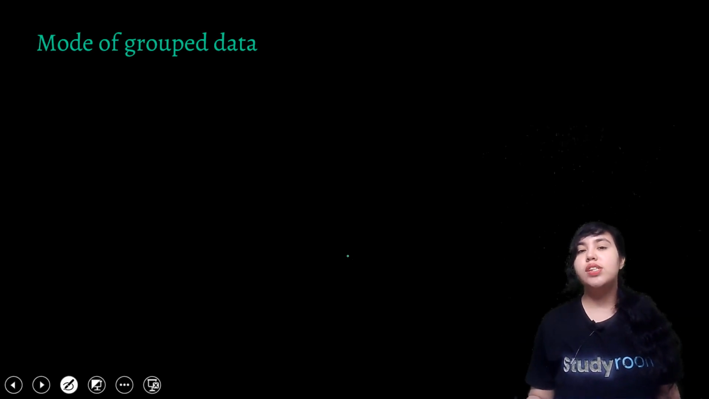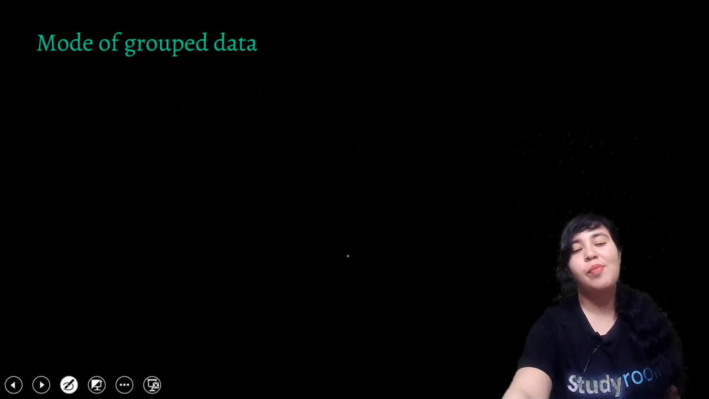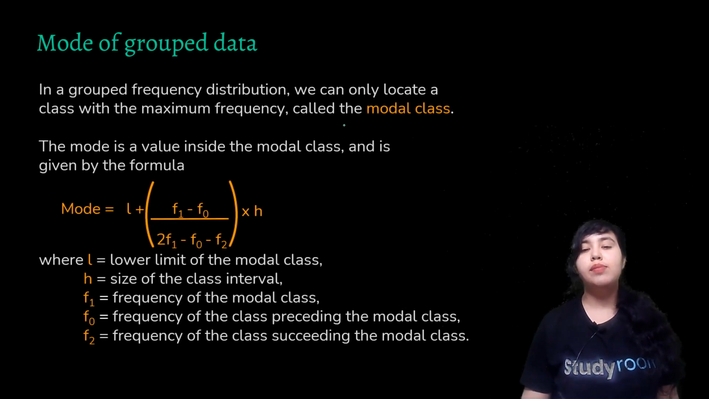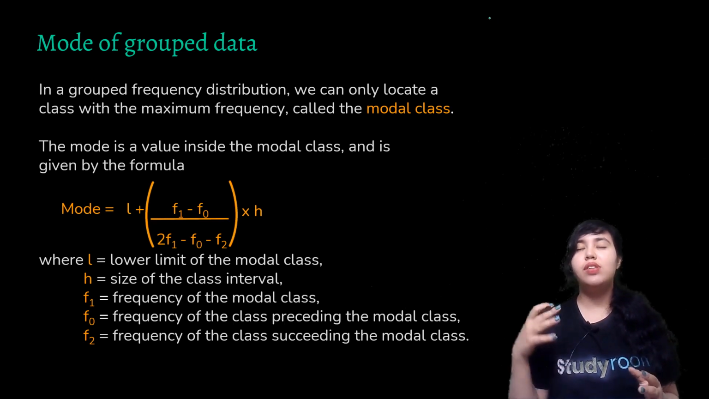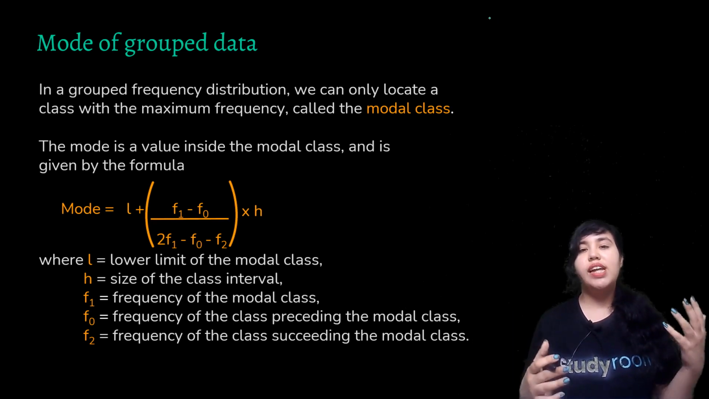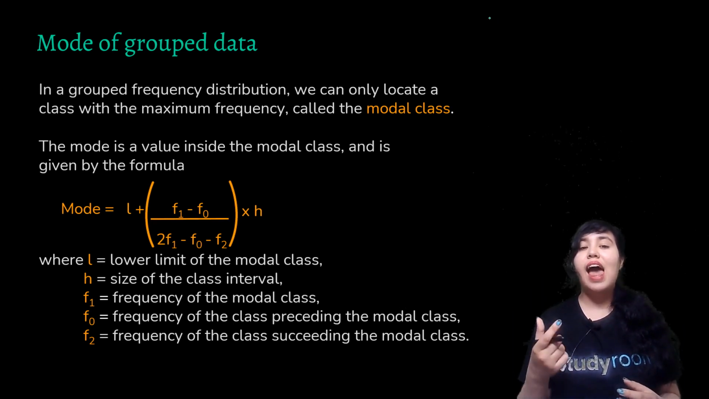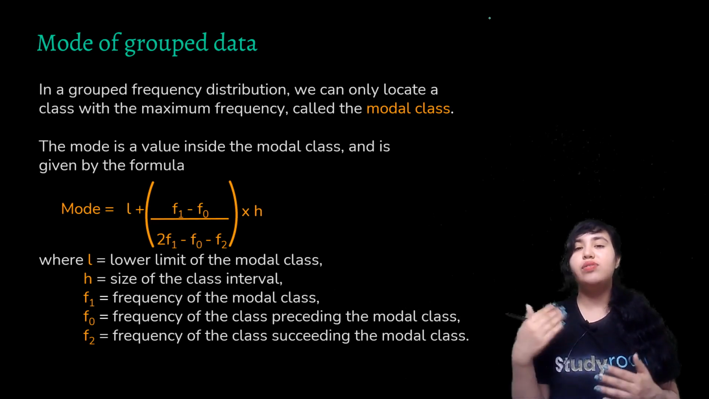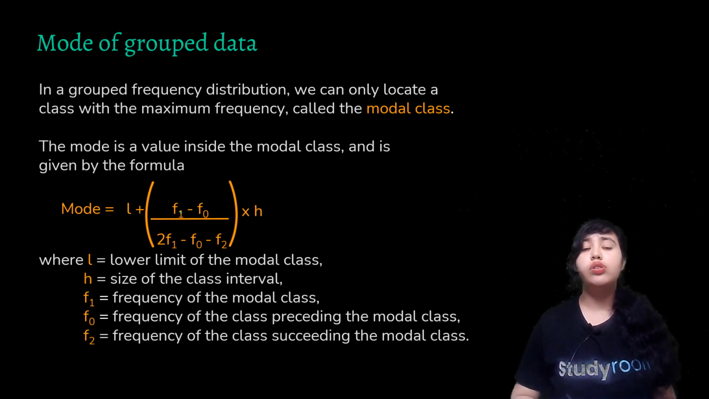But we prefer using grouped data for all the right reasons, and in that case, we make use of a formula. If you've been given data, it could be ungrouped, so then you just spot the maximum frequency. And if you've been given grouped data, then it's difficult to spot the maximum frequency. What you'll do then is make use of this formula. This formula is L plus (F1 minus F0) upon (2F1 minus F0 minus F2), into H.